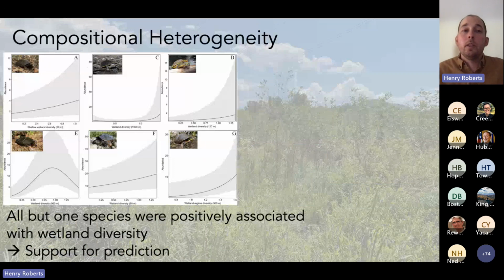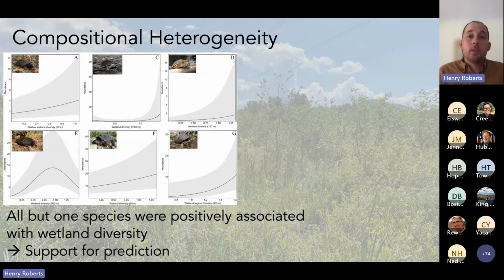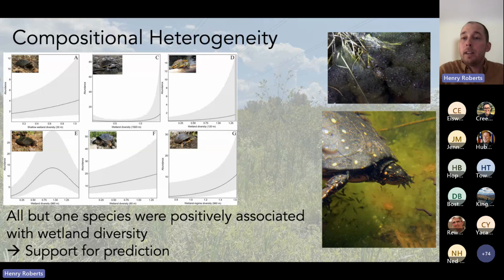So getting right into our results, with respect to compositional heterogeneity, we saw pretty broad support for our prediction. All species except for one, the eastern mud turtle, showed some sort of positive relationship with wetland diversity. So suggesting that perhaps having a greater number of resources in the surrounding landscape may be beneficial for populations.